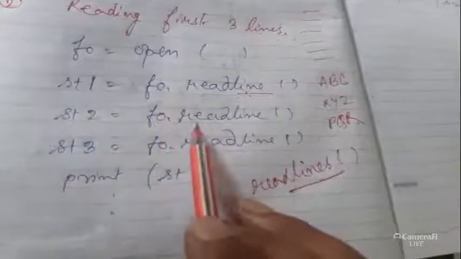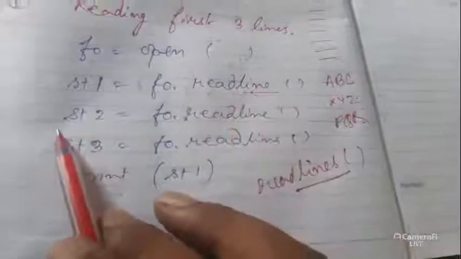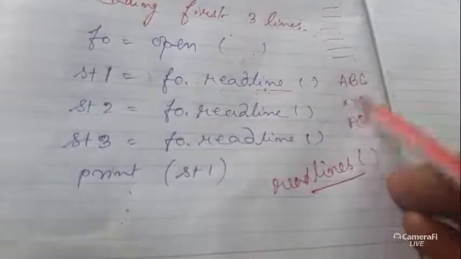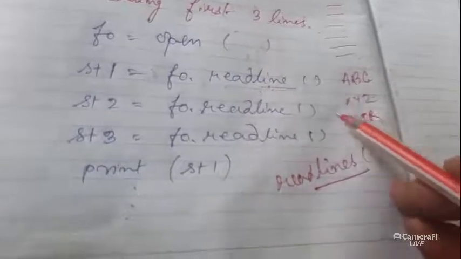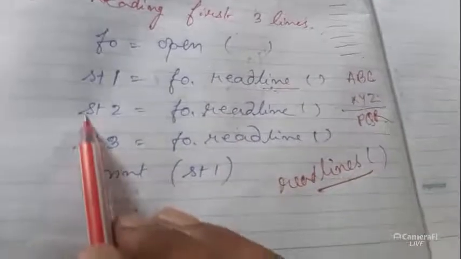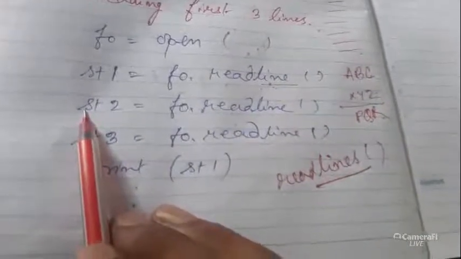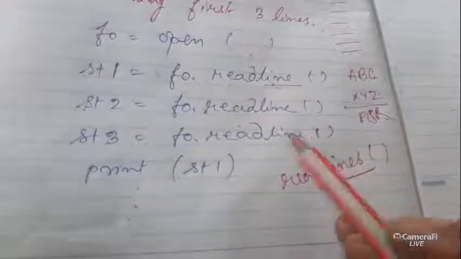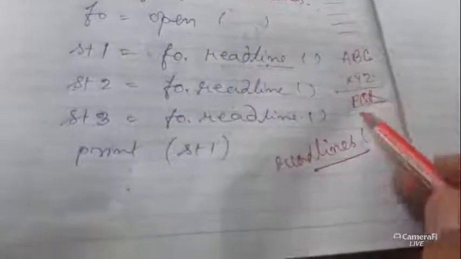Then when I fetch with readline for the second line, the cursor will simply come down to the next line. In the next line xyz is stored, so this xyz will be stored in the variable st2. Then I go for the third line, and the variable st3 will store the value pqr.